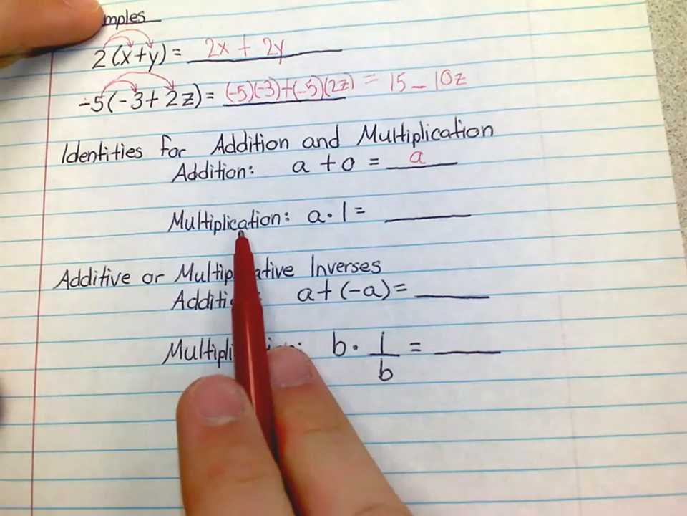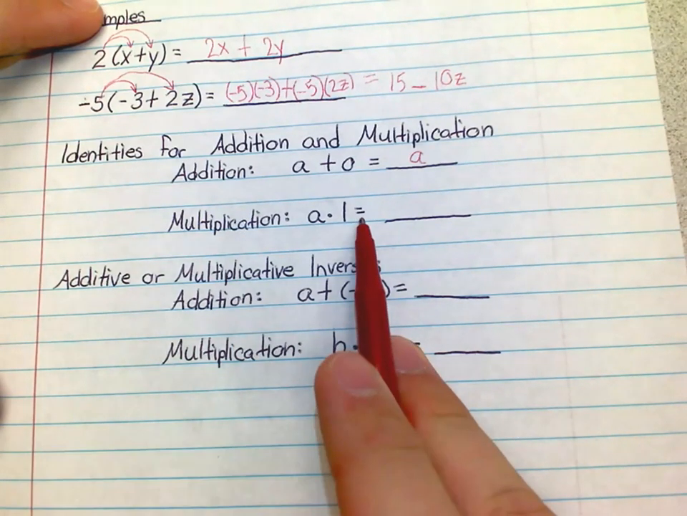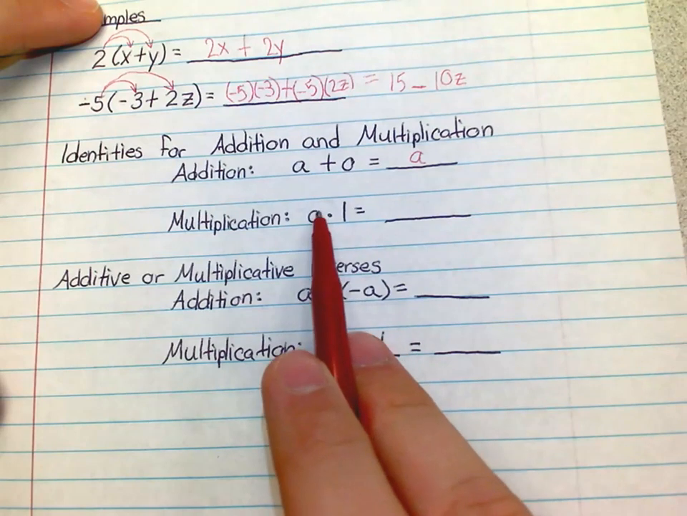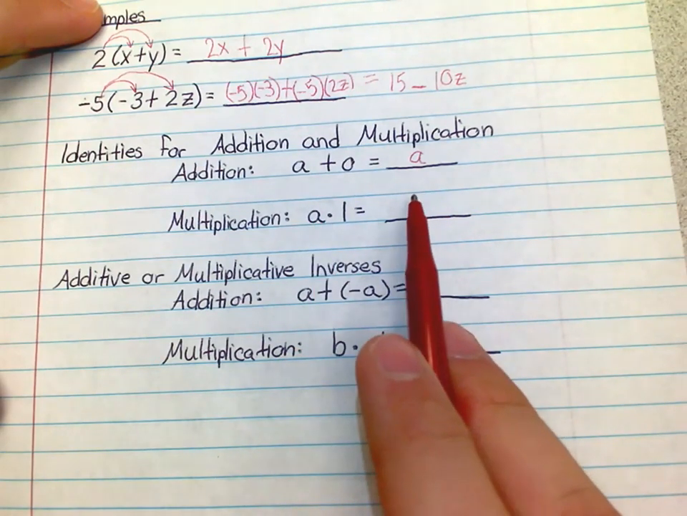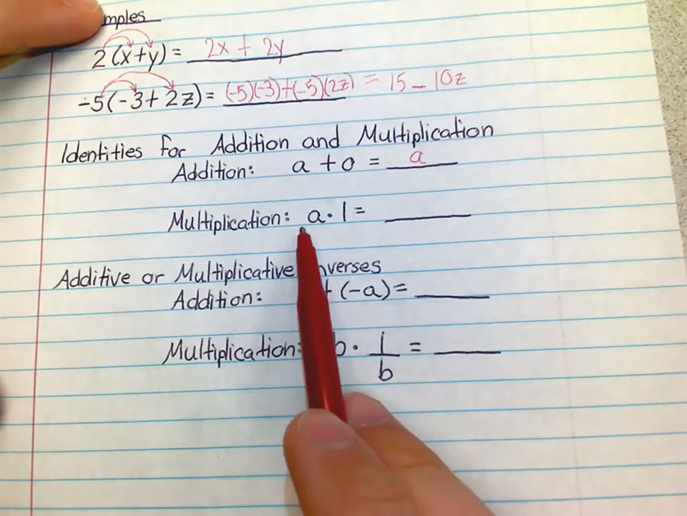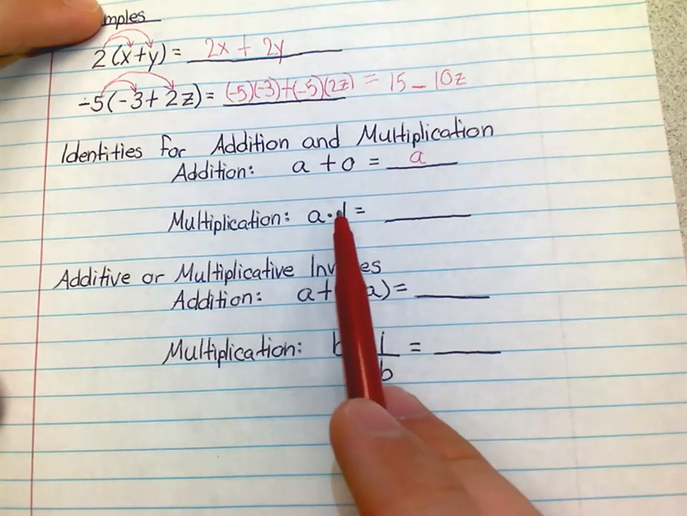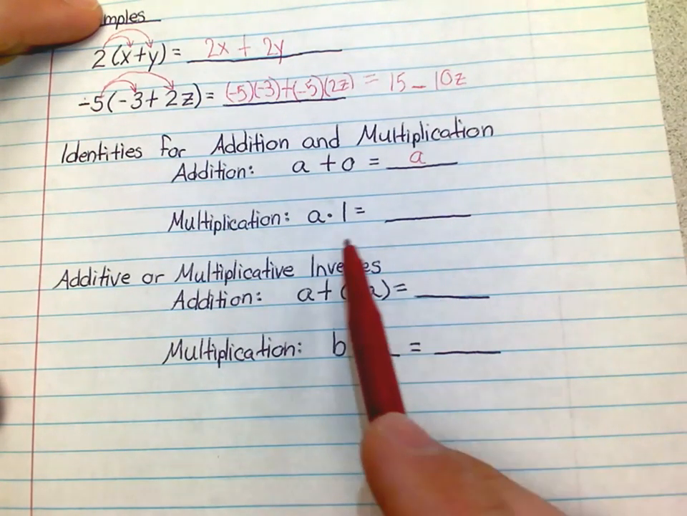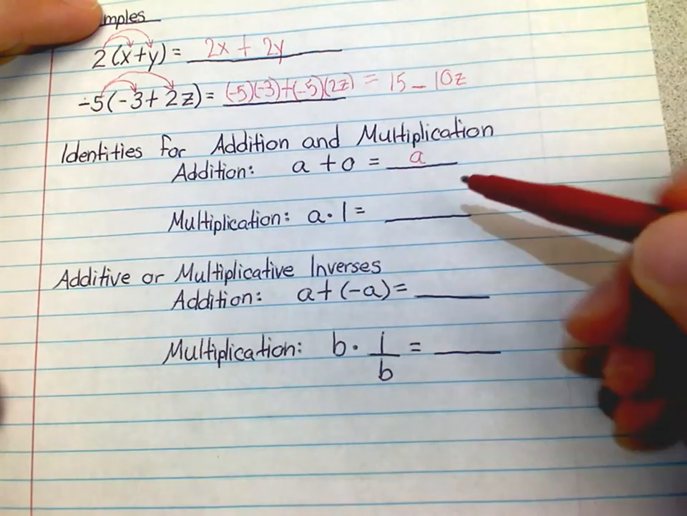Okay, and then the same way for multiplication. Look at that equal sign as a mirror. You want to go from what's over here and look at yourself over on the right side of the equal sign. So for multiplication, you multiply anything times 1, you get anything back. So A times 1, you get A.